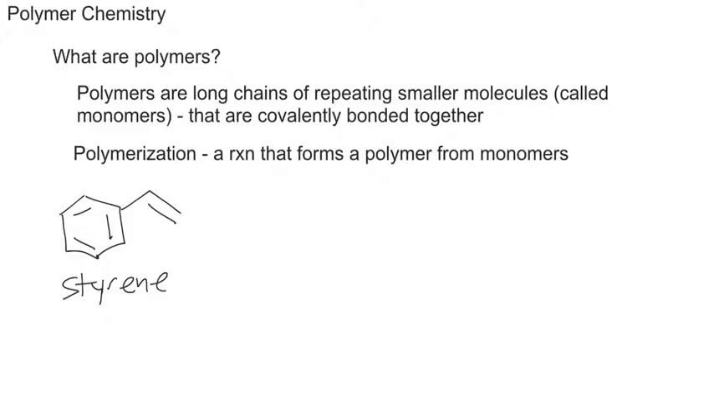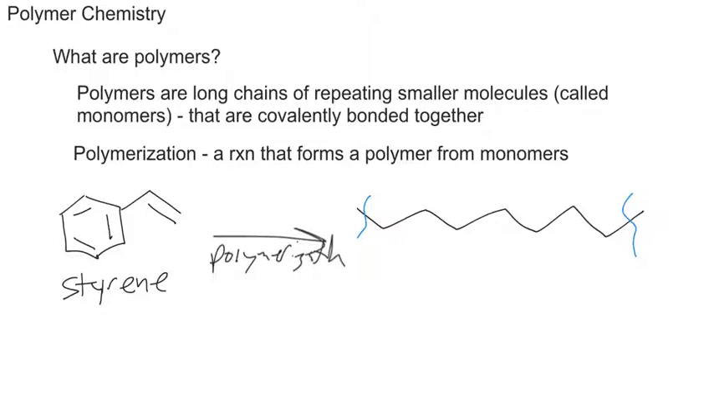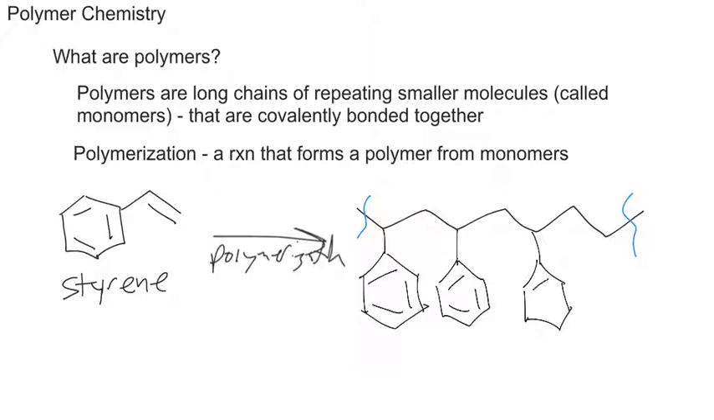Here we're going to start with the molecule styrene, and then through a reaction, the polymerization reaction, we form a polymer from it. The polymer is going to have repeating styrene units in it, like this. Those are the repeating styrene units, and if you want to see one styrene, you can look right here.